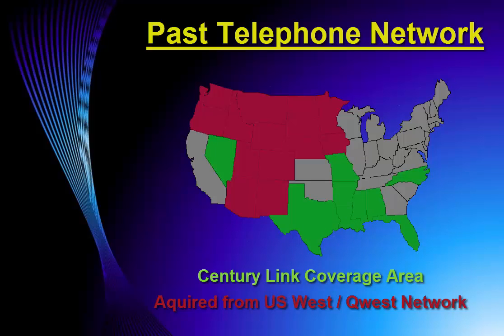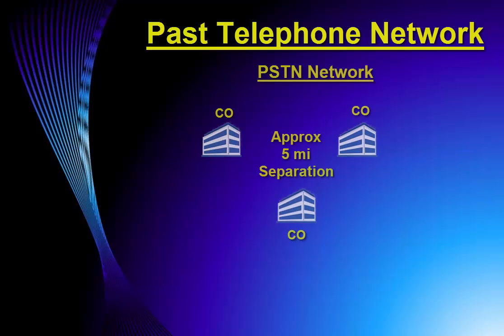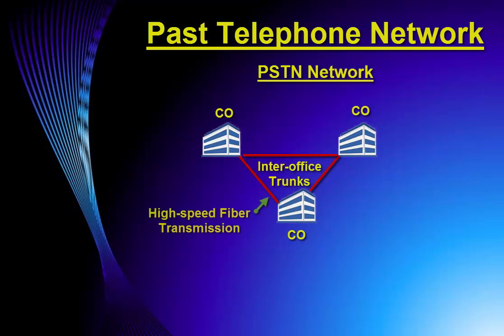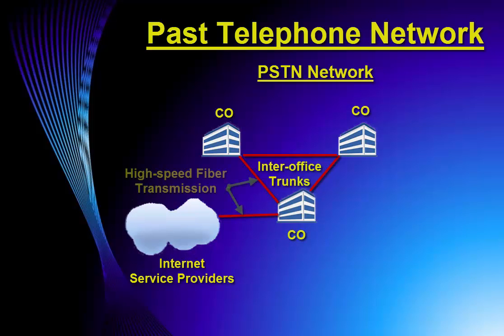The PSTN network is focused on cities and towns throughout the United States. In cities, the PSTN network consists of central offices, or COs, that are about 5 miles apart. These COs are connected together by interoffice trunks. Today, these interoffice trunks use fiber optic transmission at high speeds. Some COs have connectivity to Internet Service Providers, or ISPs. These connections are also based upon fiber optic transmission at high speeds.